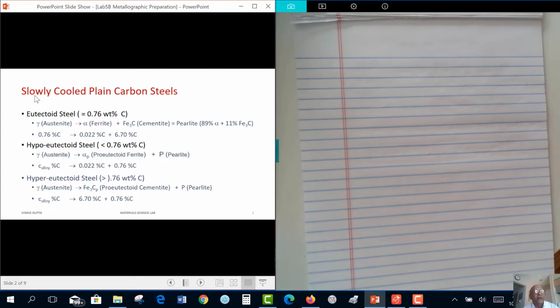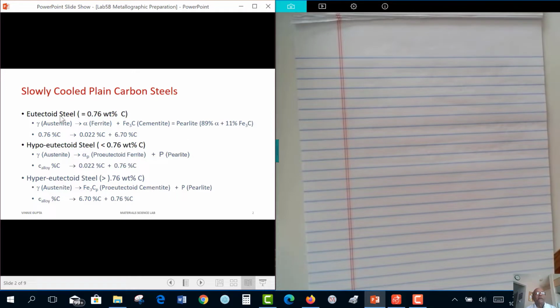So what we learned in the first part, that in slowly cooled plain carbon steels, if we start with a eutectoid steel, all of the austenite converts into this two-phase microconstituent called pearlite. Pearlite is composed of 89% ferrite and 11% cementite.